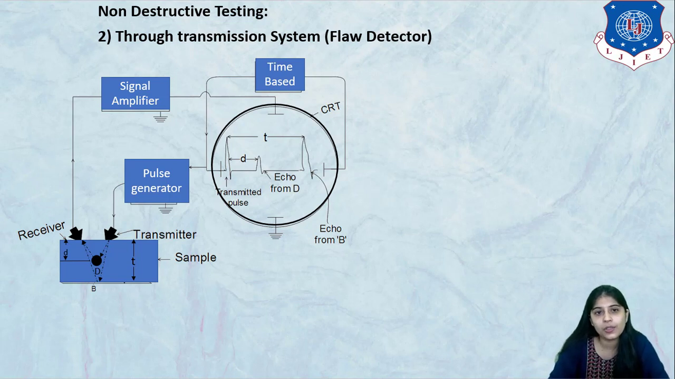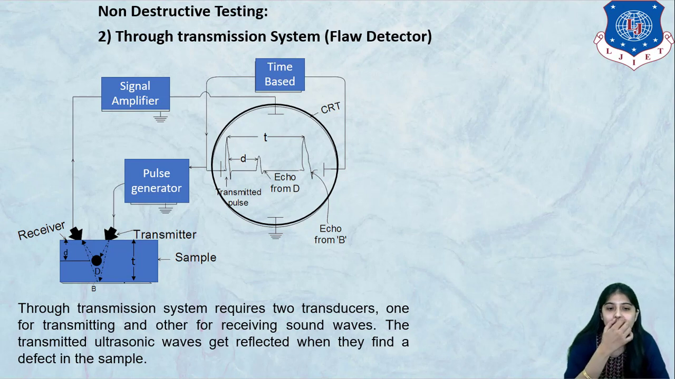Okay, so this is the through transmission system, using which ultrasonic waves can be used to accurately measure the time interval between two waves, and to detect the location of the defect, or to detect the size of the defect or crack. Okay, so the through transmission system requires two transducers, one for transmitting and the other for receiving sound waves. The transmitted ultrasonic waves get reflected when they find a defect in the sample.